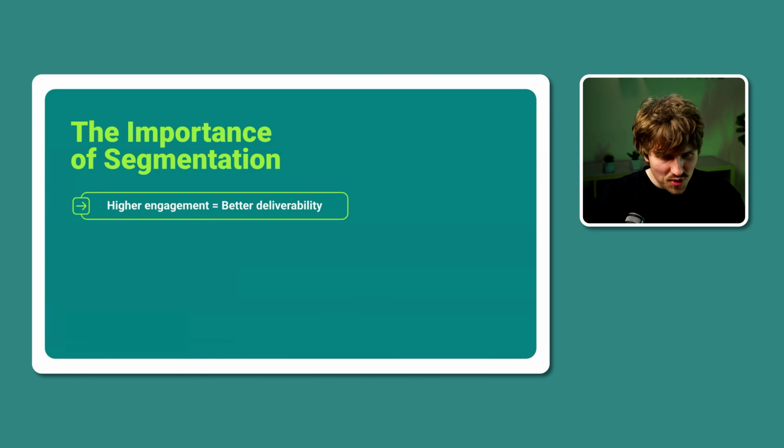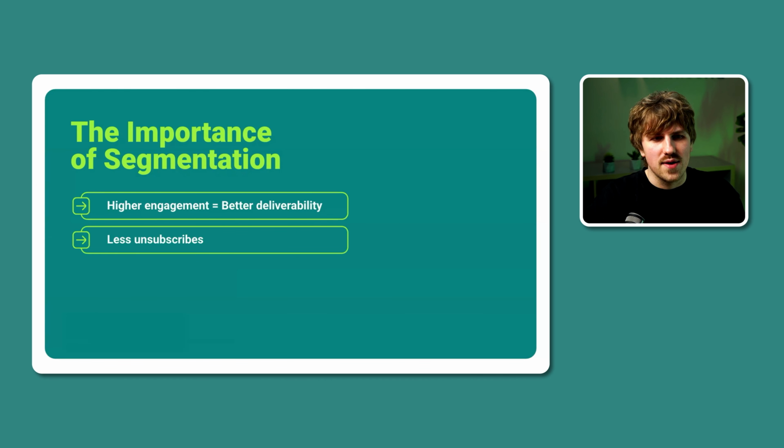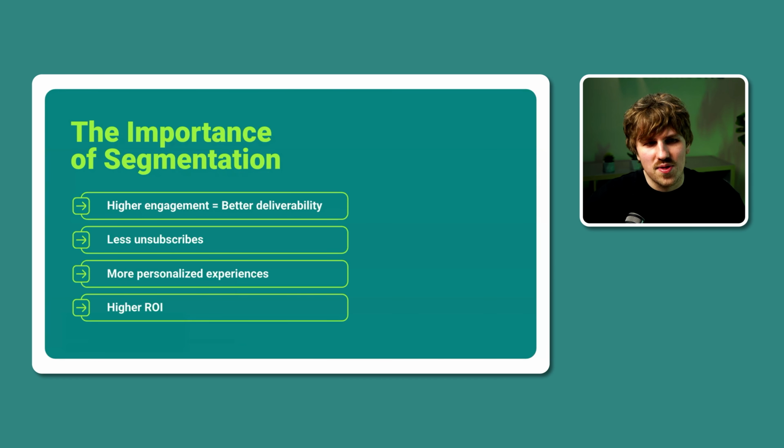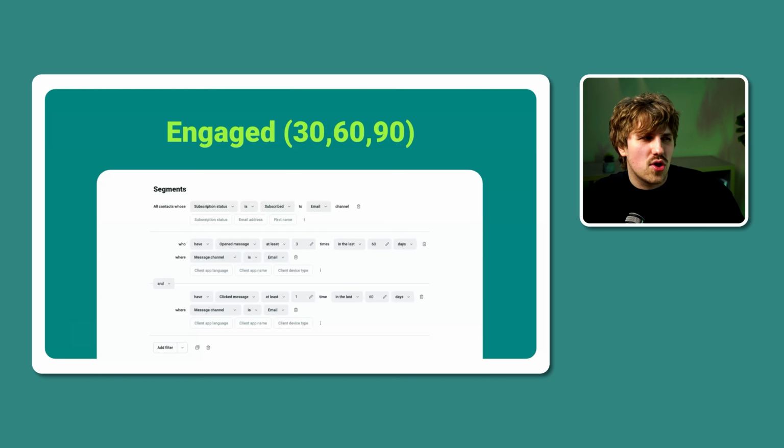Omnisend's segmentation solution is really helping you improve with the new filters and data points that we add, which allow you to optimize your marketing effort. That means fewer unsubscribes, more personalized experiences and higher ROI, which are the most important things for all brands. So it's a win-win situation. You have to dedicate some time. It's not going to be a long time, but 5 to 10 minutes every week for segmentation will go a long way. And I'm going to show you how the flows look.